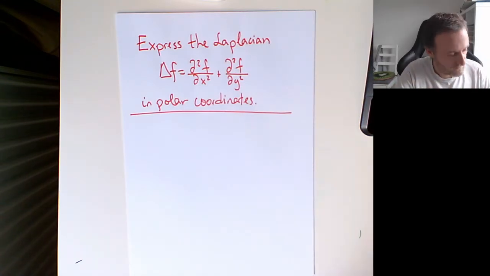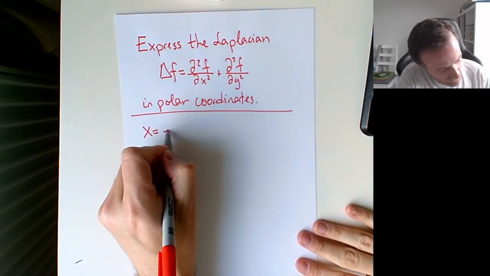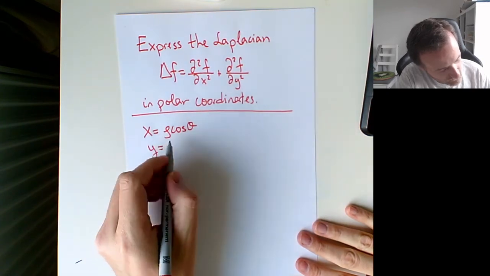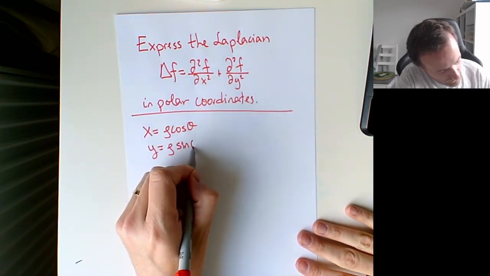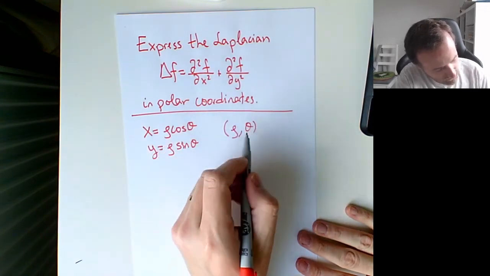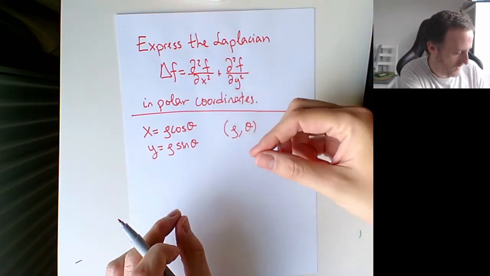So let's see. First, let's recall the polar coordinates. Polar coordinates are when x and y are written in terms of rho and theta. Okay, angle and length from the origin to the point.